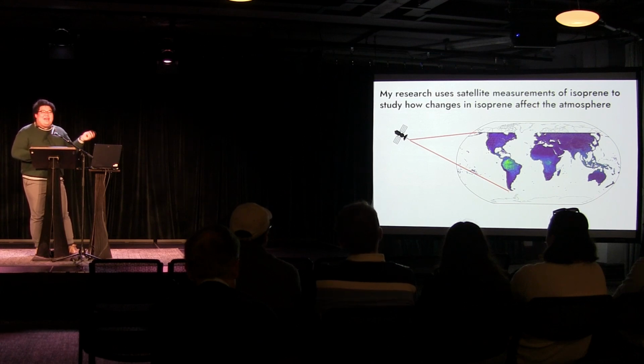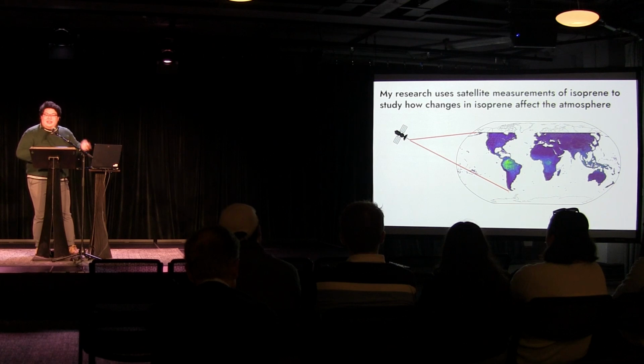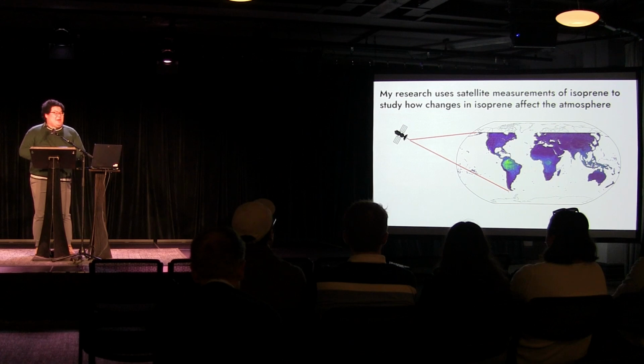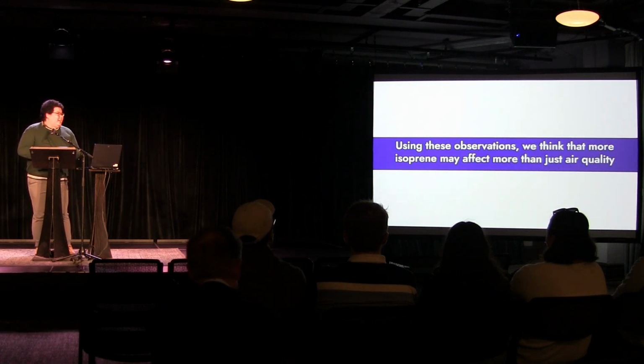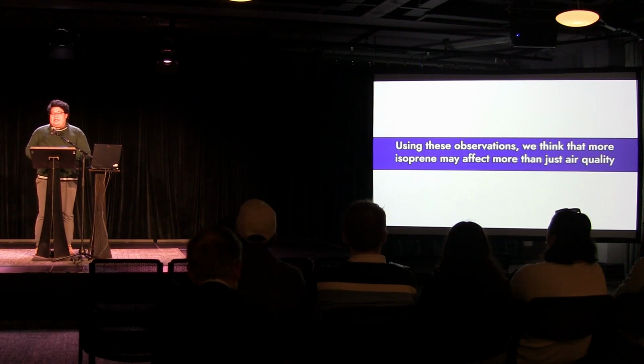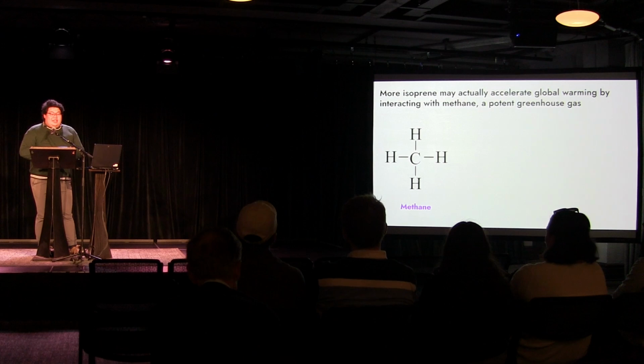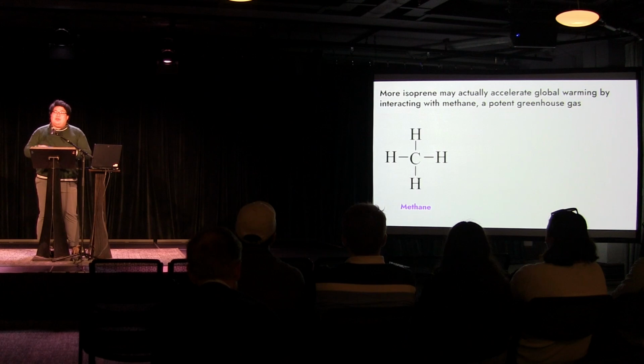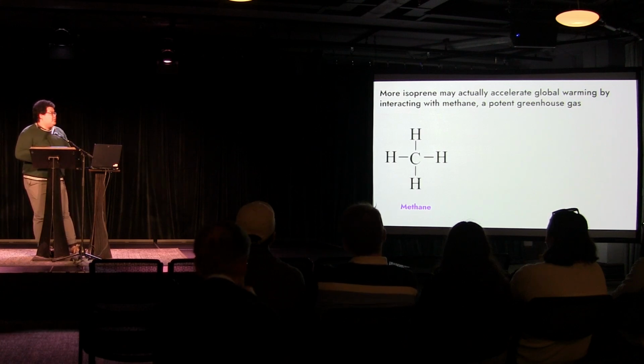And so here's a schematic of what I use. So there's a satellite that's orbiting the Earth, and it's looking down, and it can essentially tell us how much isoprene is located above a certain point at any given time. And so using those observations, we think that more isoprene can impact air quality, but it can actually affect more than just air quality. And it does this through this process. So methane, right, is one of the greenhouse gases that was responsible for this temperature increase. And if we increase isoprene, there might be an interaction between the two.